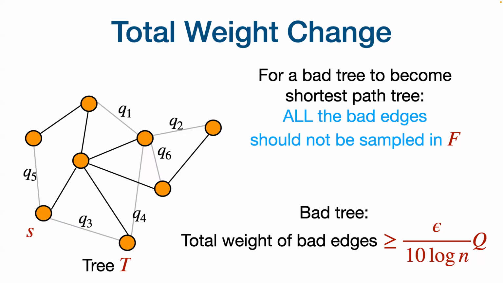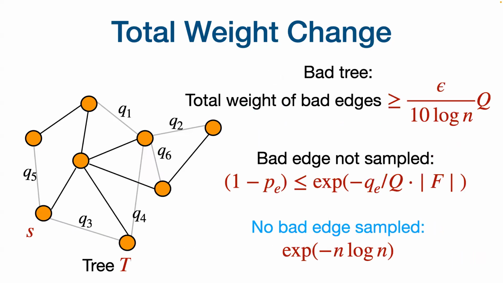Okay. And this kind of argument is going to be sufficient for us. We say that the total weight of these bad edges is large, because we're trying to say that a bad tree does not end up being a shortest path tree. This is the standard inequality in computer science. If you just use that this weight is large, the probability that some bad edge is not sampled is going to be something like this. And if you add it over bad trees, the probability that no bad edge is sampled is going to be something like exponential minus n log n. This is not even polynomially small, it's actually exponentially small for each specific tree.